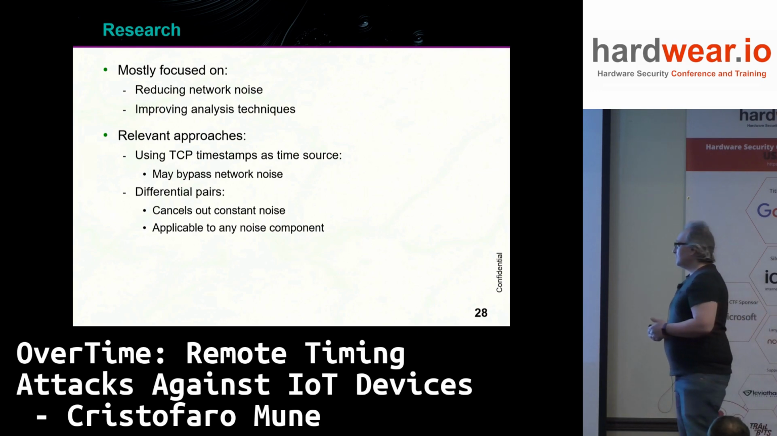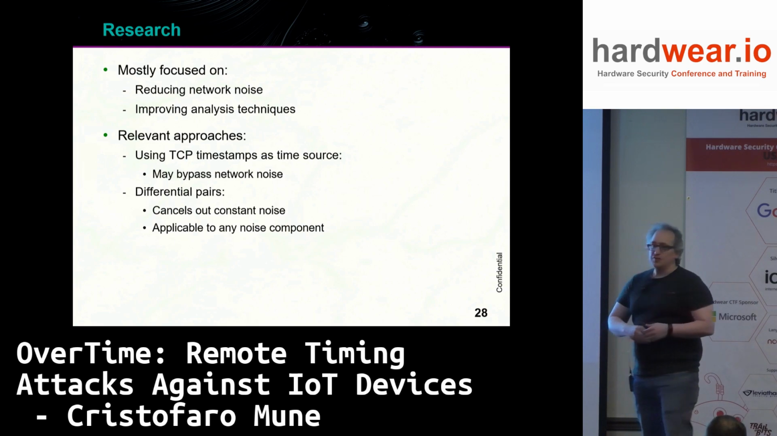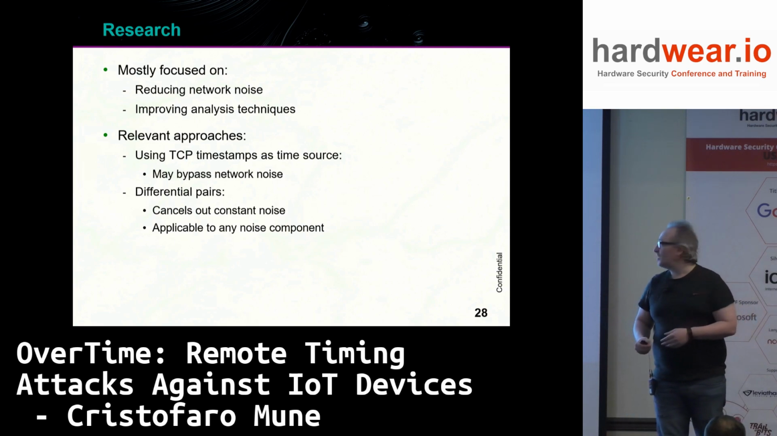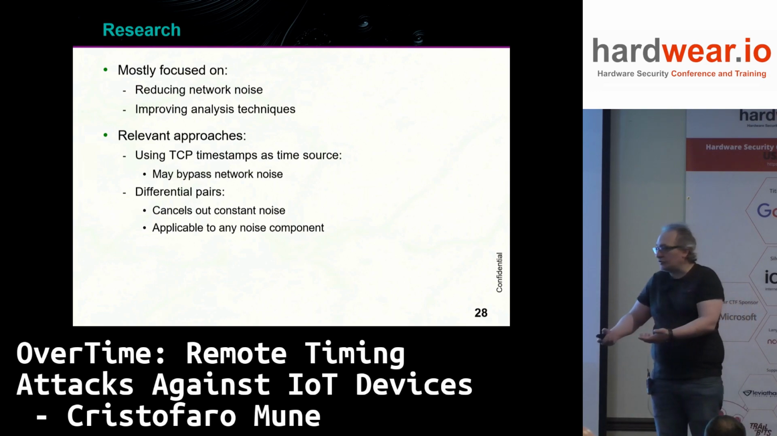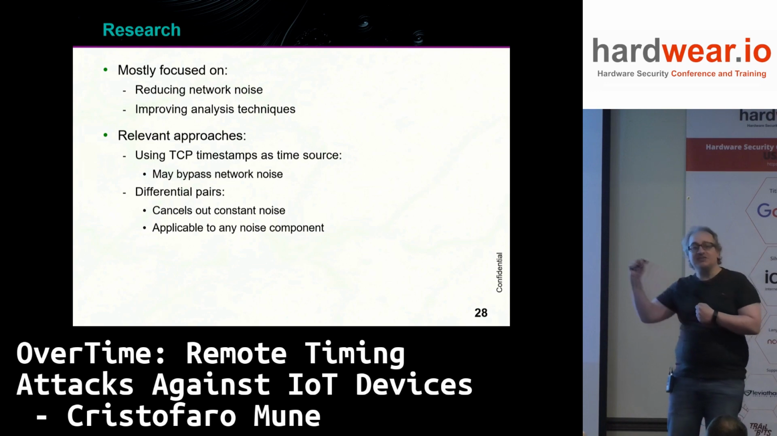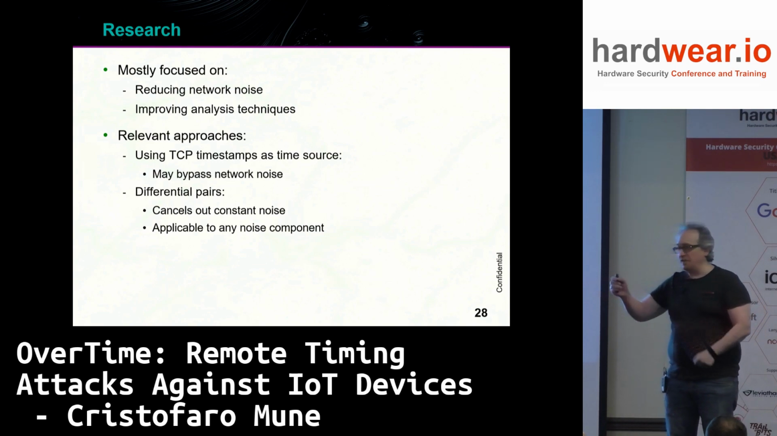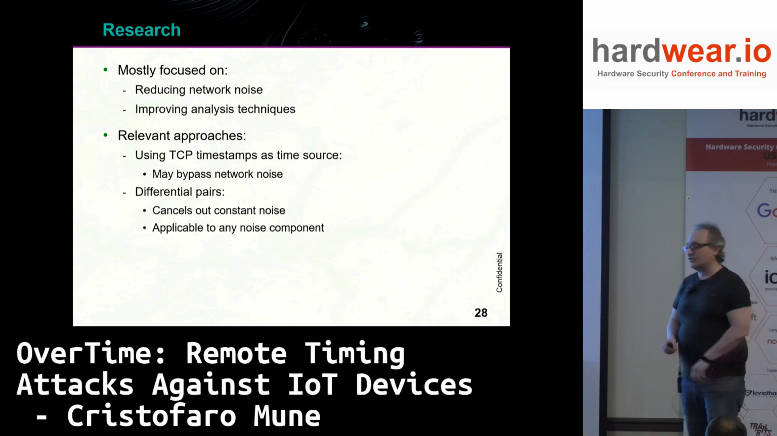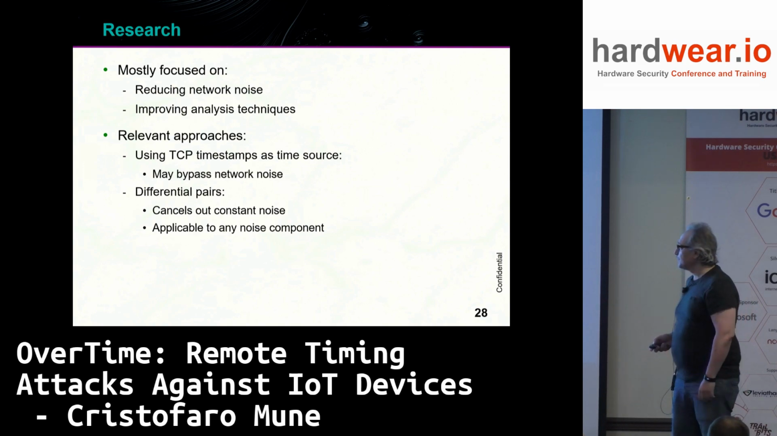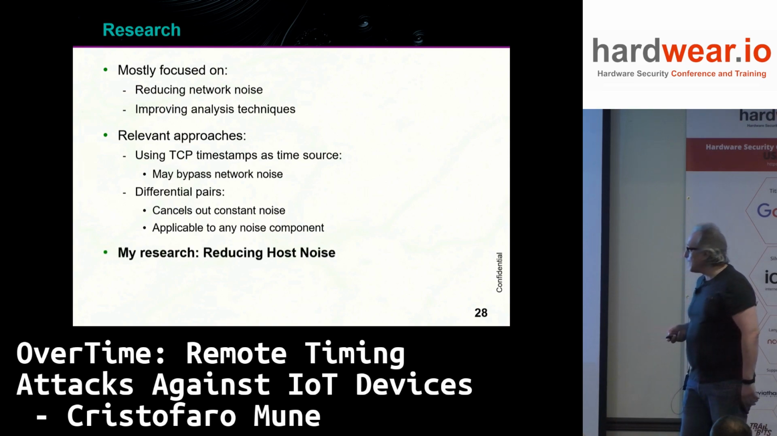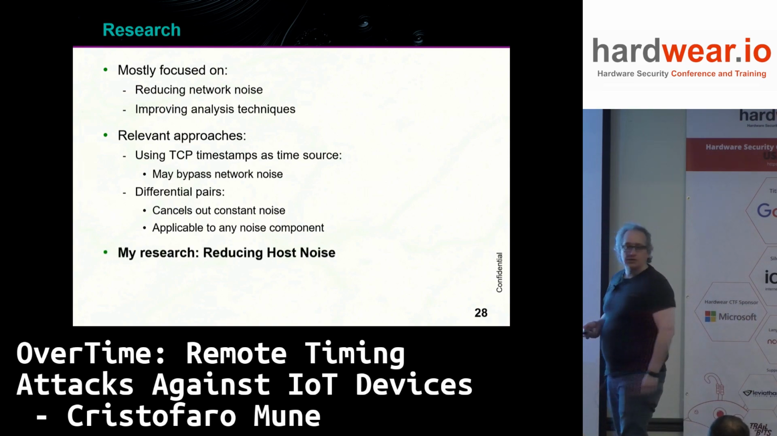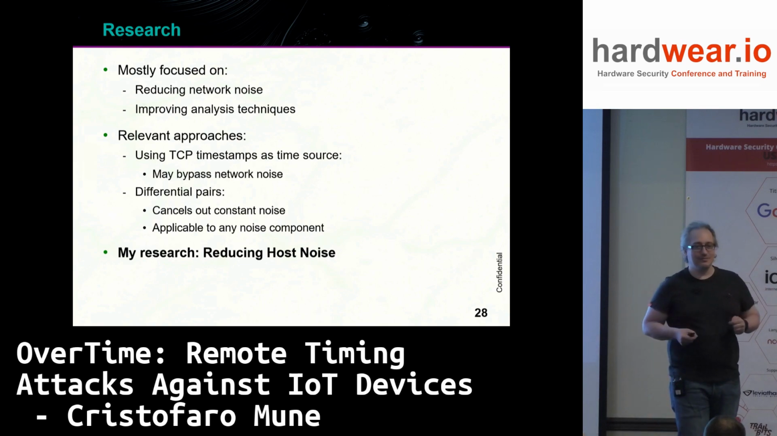Someone actually said, okay, I would like to use the TCP timestamp as a measurement source, because every packet on TCP has a timestamp. Let me see if this works, because the timestamp is put on the victim side. So wherever it actually goes, the packet all around the world, the timestamp stays the same. So maybe I can actually do a number of measurements which are very close to the host. And also there are differential pairs, but unfortunately, no one actually focuses on reducing the noise on the host.